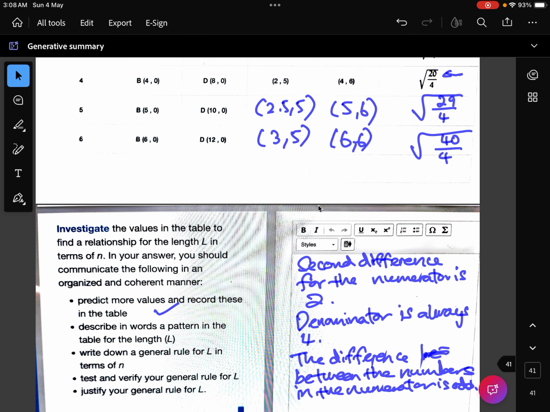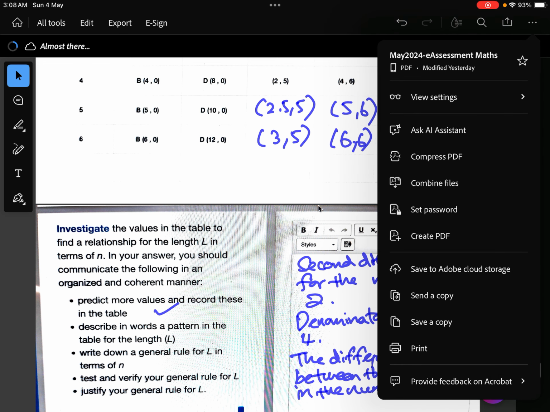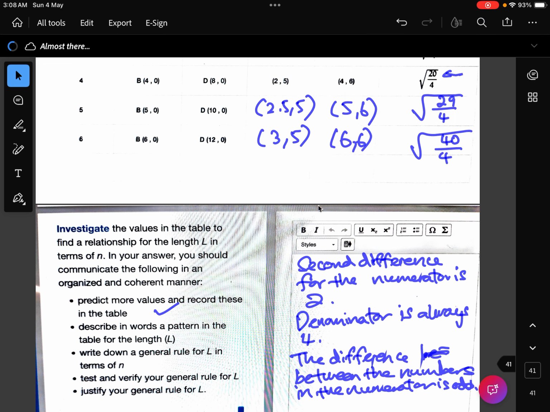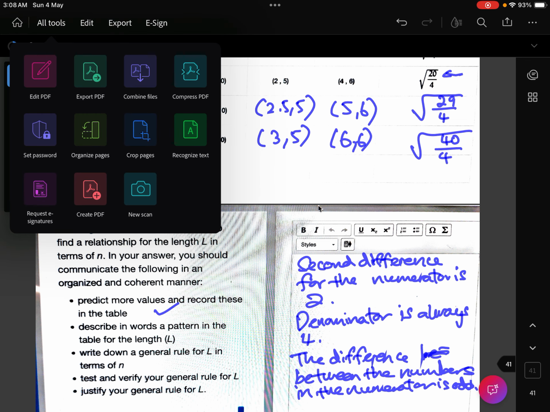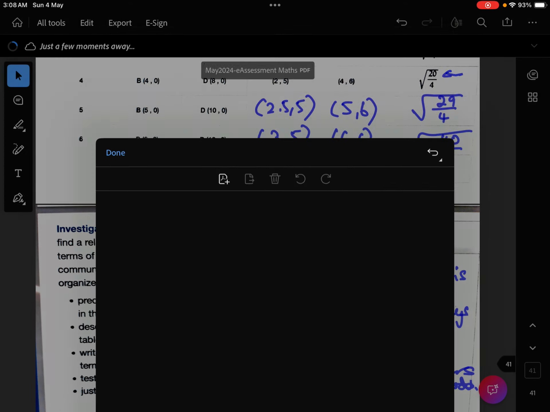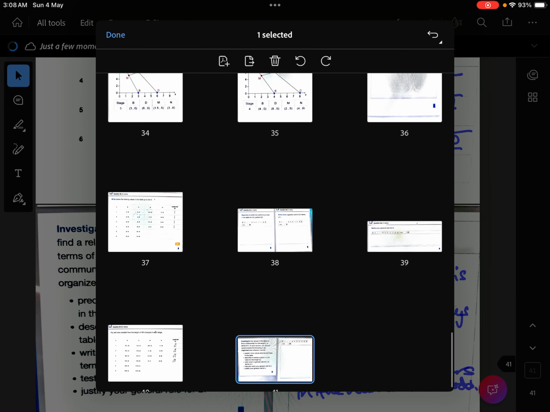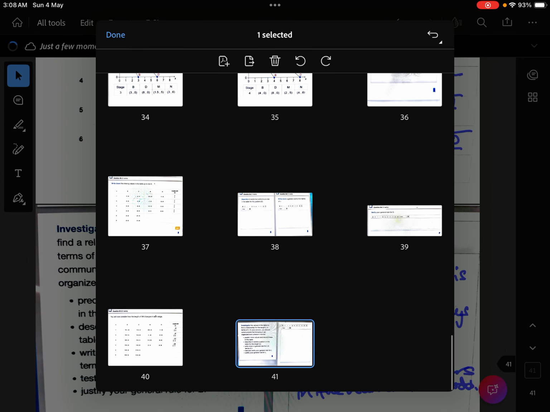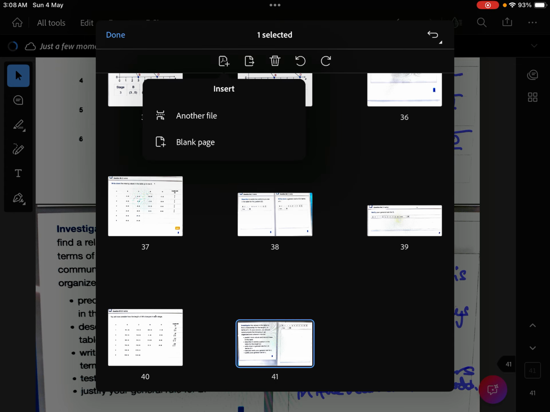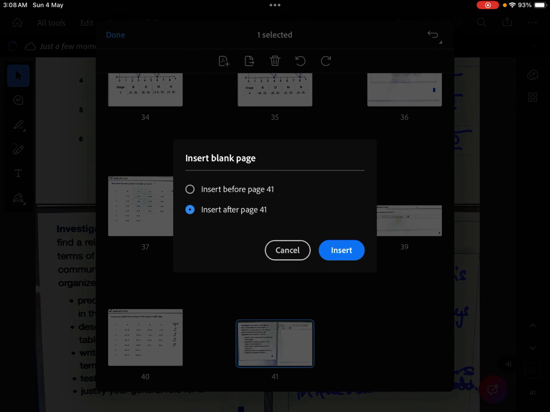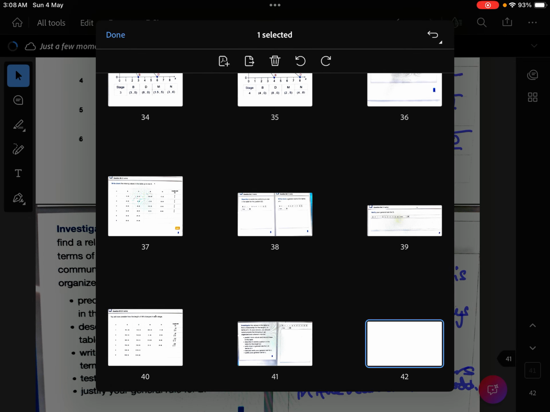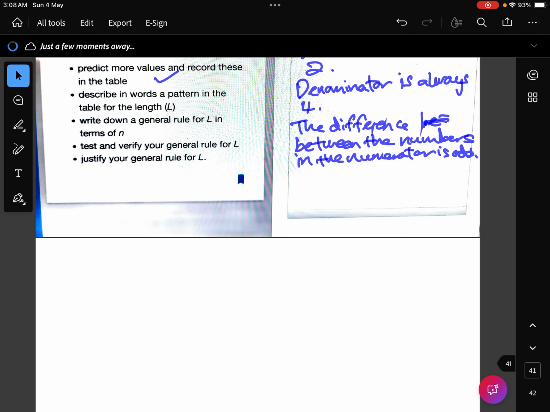Okay, what I want to do is create a new page. I'm kind of running out of pages here. Let me see, how am I going to do this here? Nope, it's not here. More tools, organize pages. I'm just going to add one more blank page here. There we go. Okay, now let's come back to this. So I got a new page here.